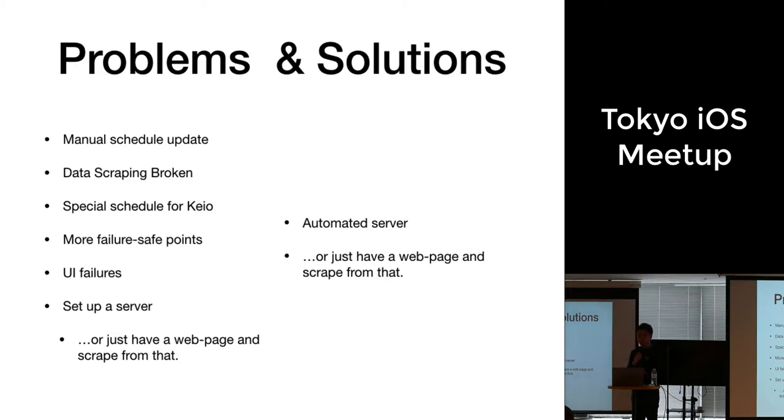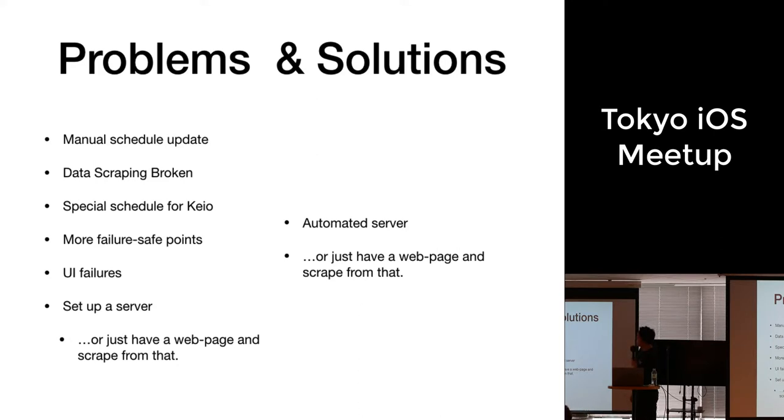So, I still have many problems with this app. The first thing is that I did not think through the architecture when I was beginning it. So right now I have to manually update the schedule if the bus company decides to change their bus schedule. That needs to be fixed, probably through an automated server.